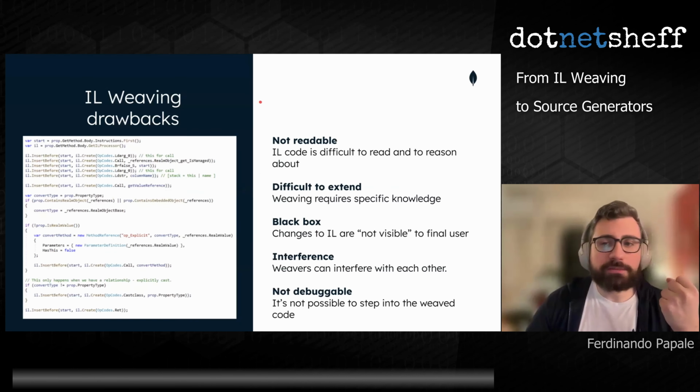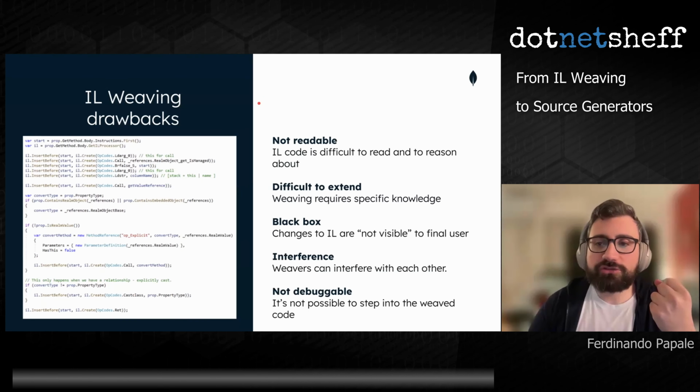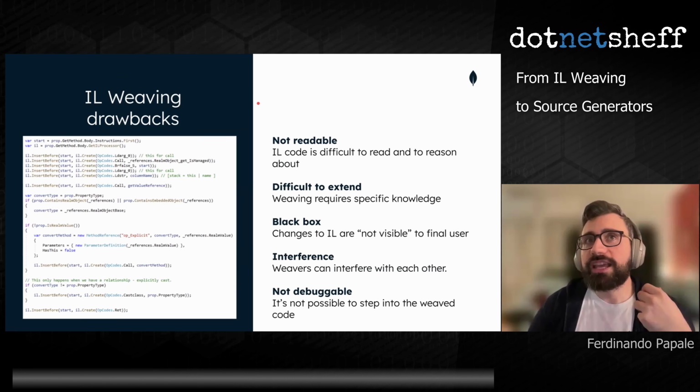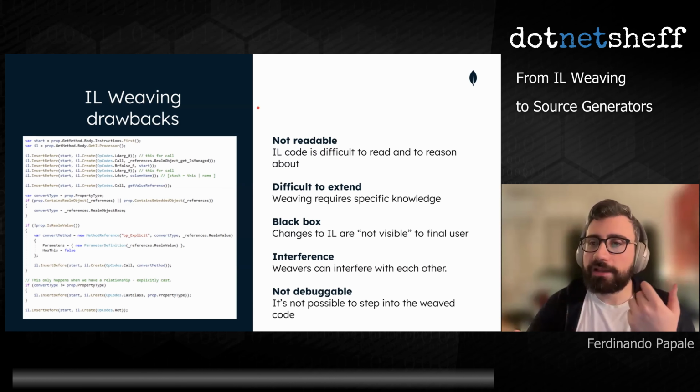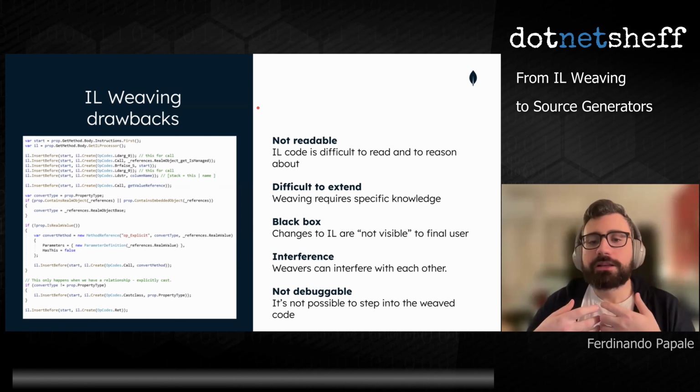Another problem is that this is a black box. The changes to the intermediate language are not visible to the final user. You can see what is happening to your code only if you use something like a decompiler, but that's not something that many developers will do, I suppose.